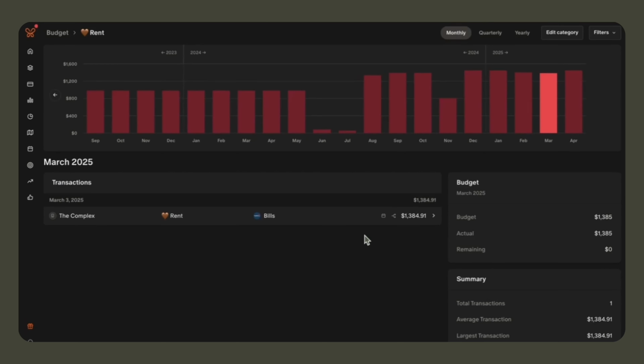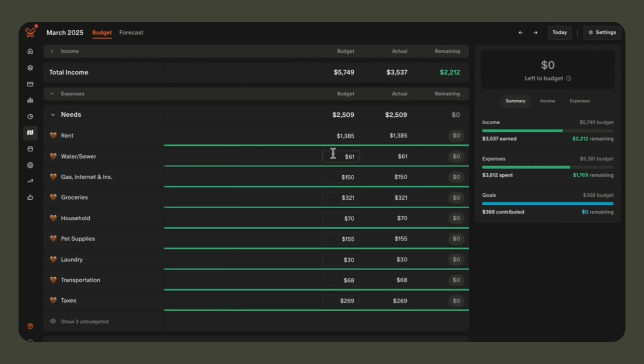For March specifically, they had the square footage for my unit wrong, so I was getting overcharged for my water and sewer bill. And once we figured that out, we were able to get it resolved, and then they gave me a credit in my account, so I just applied that towards my rent. And then my water sewer was around the normal number that I should expect, which is $61. My gas, internet, and insurances were $150.